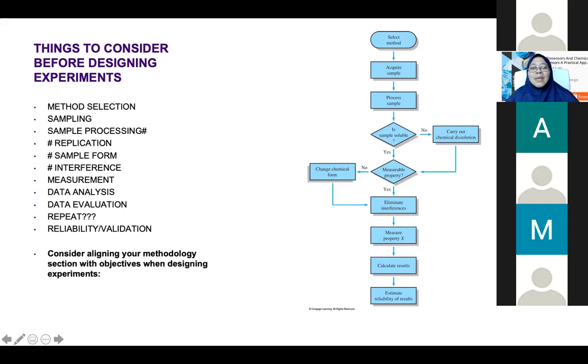Sample form. Let's say you are working with solid samples and you want to send them to FTIR, for example. You must make sure that the sample is refined. You have to sieve the sample. Let's say you want to send it to a particle size analyzer to check the size. Of course, you have to grind it and sieve it to come up with a standard size of sample. Those are the things that you have to consider, and these come from your literature review.